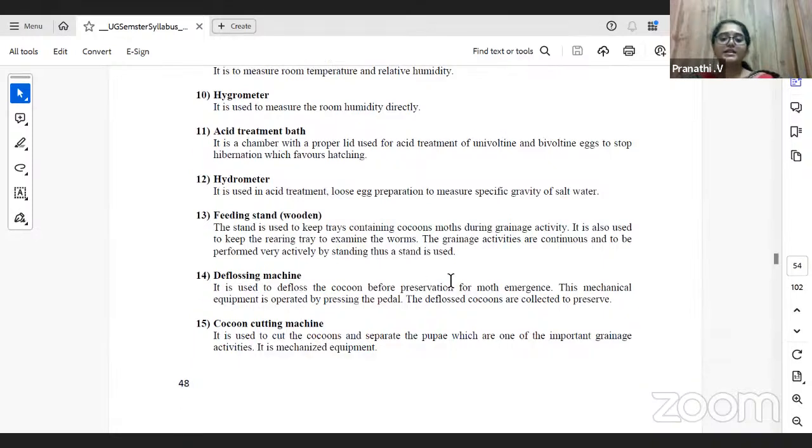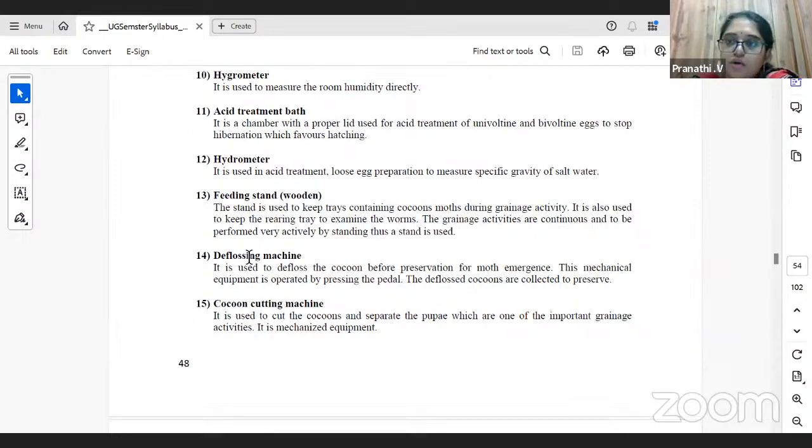Now you need a feeding stand. This is where the trays are kept with the cocoon moths in them. It is also used to keep the rearing tray and to examine the worms. So you need a wooden stand as such. The grainage activities are going to be continuous, so they can be performed here, and obviously this feeding stand will have multi-purpose uses.